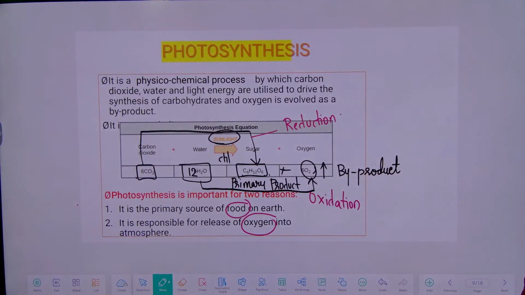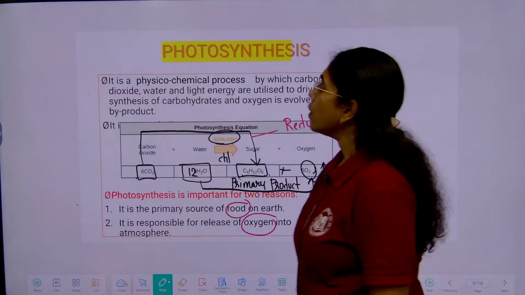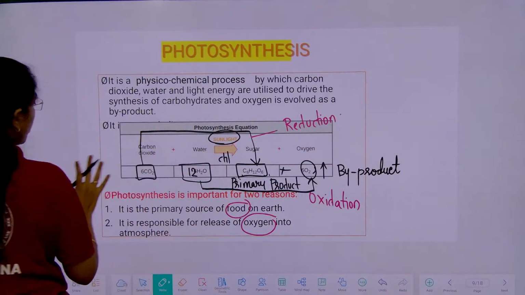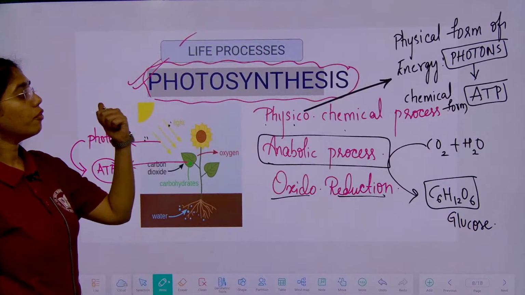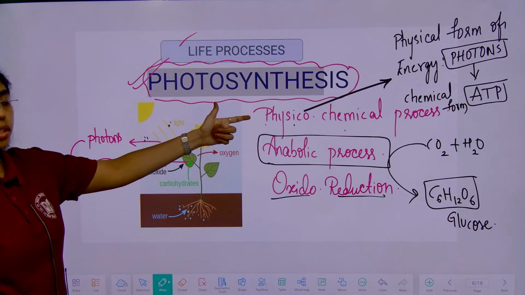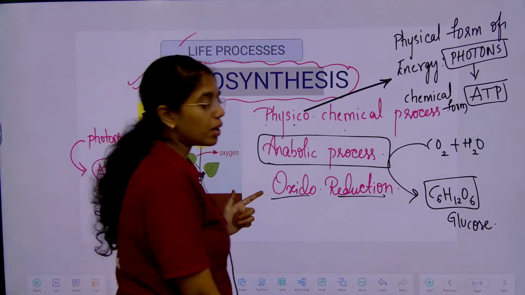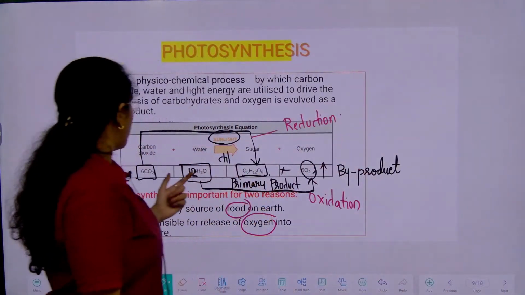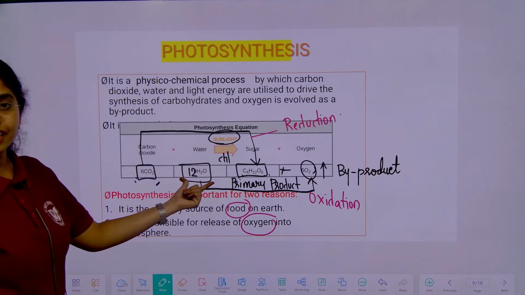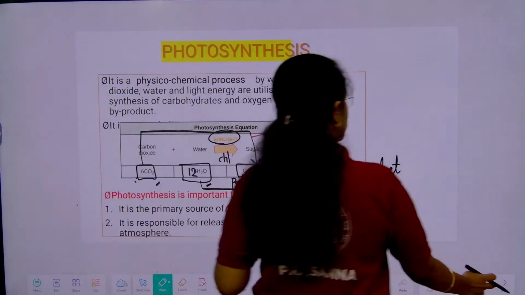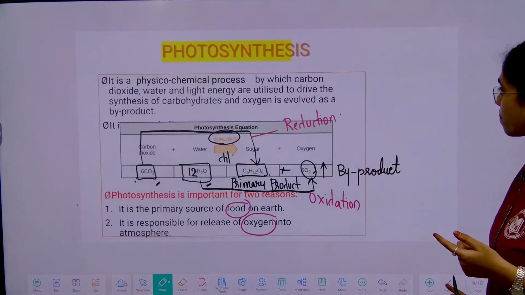Okay, on which most of the living organisms survive. This is all about what? Introduction of photosynthesis. You have to remember, photosynthesis is a physico-chemical process. In that, what is oxidizing and what is reducing? Carbon dioxide is getting reduced and water molecule is getting oxidized, and it is said to be an anabolic process.